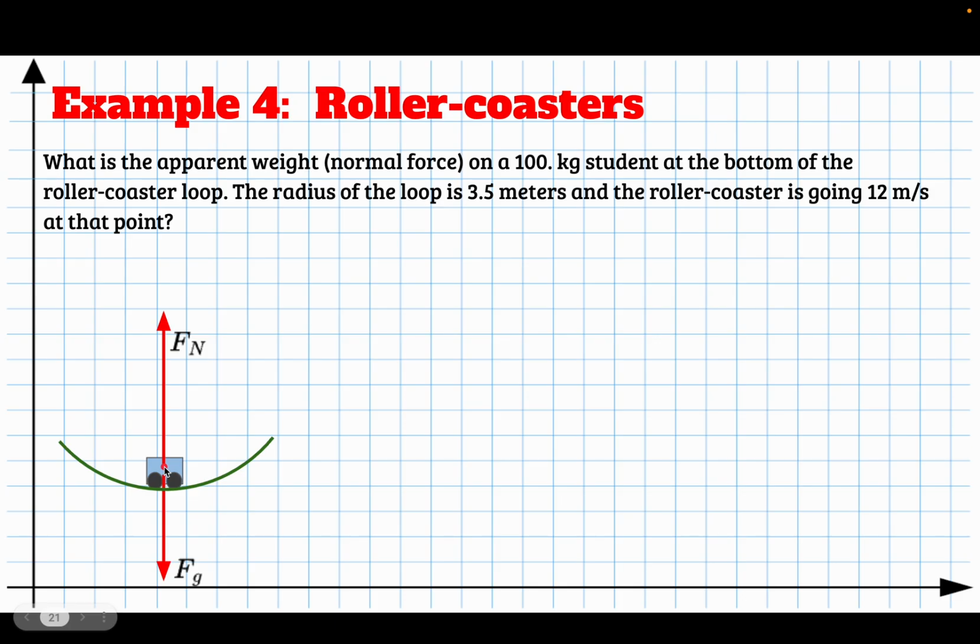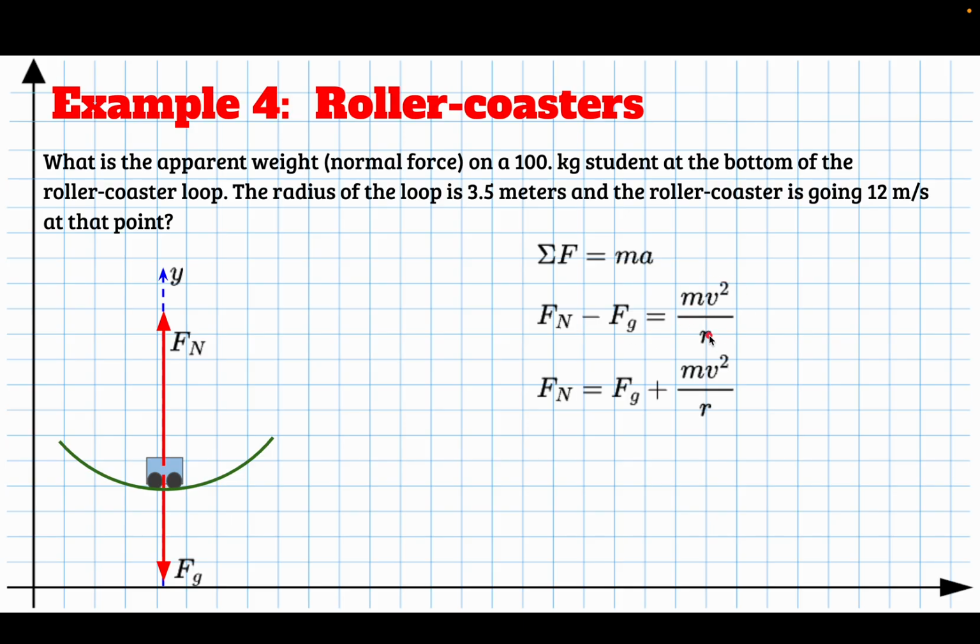Your apparent weight increases. To figure out what the apparent weight is, we are going to apply Newton's law. The force in the positive y direction, Fn, minus the force in the negative, Fg, must equal m times a. But what is a when you're moving in a circle? It's v squared over r. So the normal force minus Fg, that's the unbalanced force, must equal mv squared over r. We can then solve for the normal force by adding F sub g to both sides. Since F sub g equals mg, it actually looks like this.